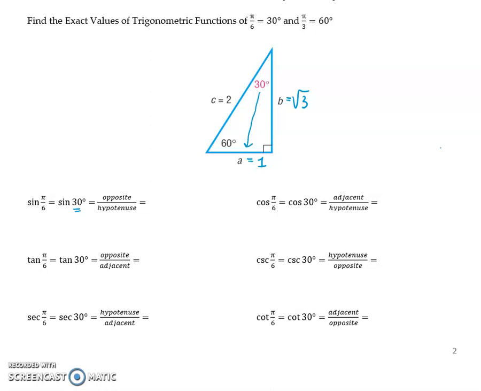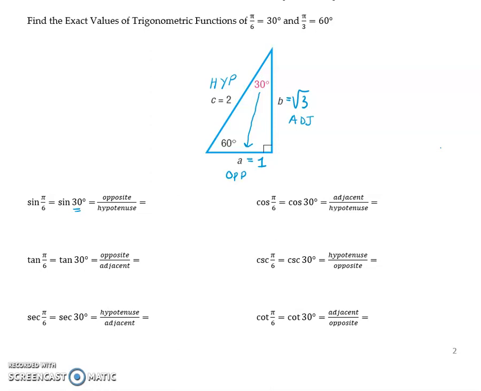So straight across from our 30-degree angle is going to be our opposite side. Our hypotenuse is the one across from the 90. And the last side is going to be our adjacent side. So now let's go ahead and set up our 6 trig functions.